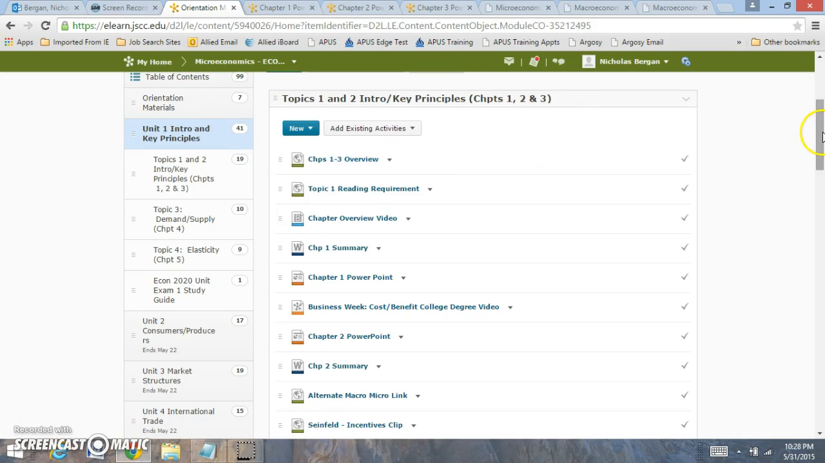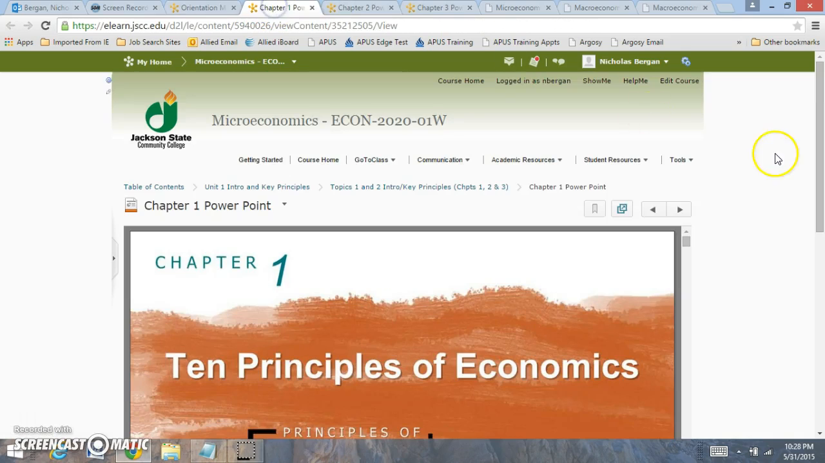With Topics 1 and 2, we're going to be reading chapters 1 through 3. You'll notice these are all right here. This is going to be Introduction to Economics, and we're going to be focused on supply and demand and elasticity in these couple chapters. But these first 3 chapters are going to be focused on the 10 principles of economics. What is economics? How markets operate, and international trade.